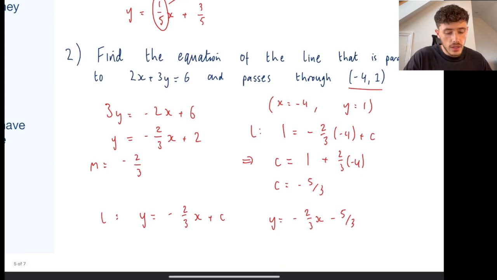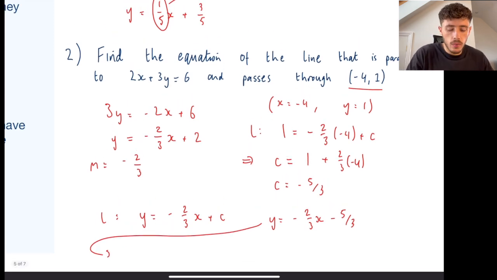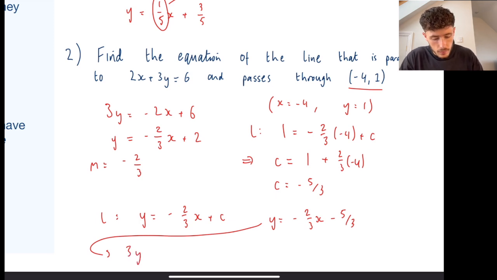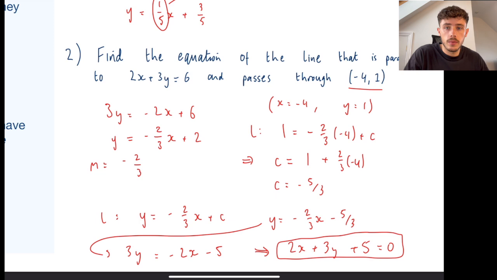And you don't have to do this unless it asks you, but it's a good habit to get into. We could rewrite this in the proper form of a straight line, the ax plus by plus c equals 0. So if we multiply all this by 3 and then bring it all over to one side, we're going to get 2x plus 3y plus 5 equals 0. And that is our final answer at the bottom.